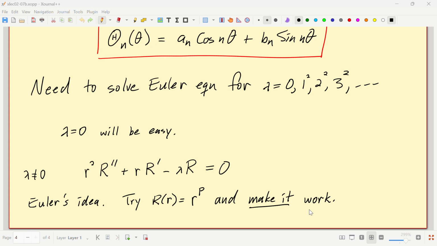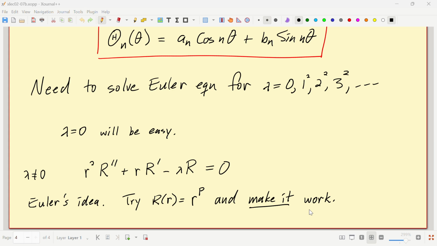And you look at it and guess. If you had to guess a solution, you might guess that r to a power would be a reasonable thing to guess, because every time you differentiate it, the power would go down by 1. And notice the coefficients, the power goes up by 1 every time you differentiate it. So going down by 1 and going up by 1, it would stay r to the p. And that's a brilliant idea.